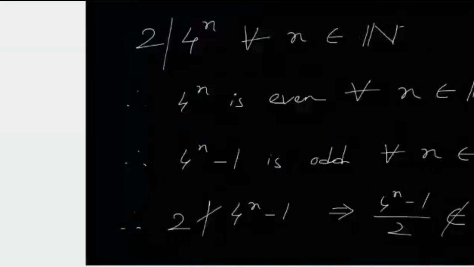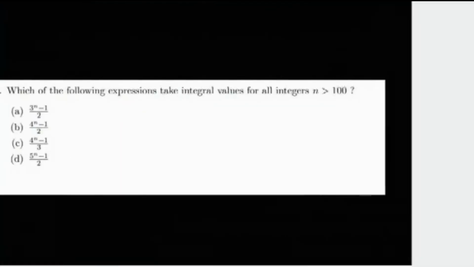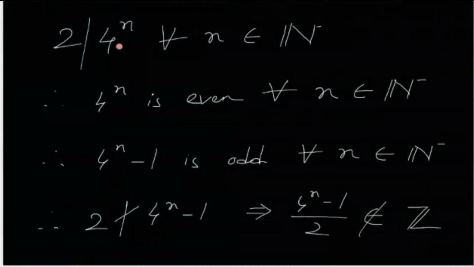So let's check the second option, (4^n - 1)/2. Now 2 divides 4^n for all natural numbers n, because 4^n is always even. The symbol used here denotes division. Since 4^n is even, 4^n - 1 is odd for all natural numbers n. Therefore 2 does not divide 4^n - 1, since 2 cannot divide an odd number. So this does not belong to the set of integers, no matter what value n takes. So option B is not the answer. Option A is, but not B.